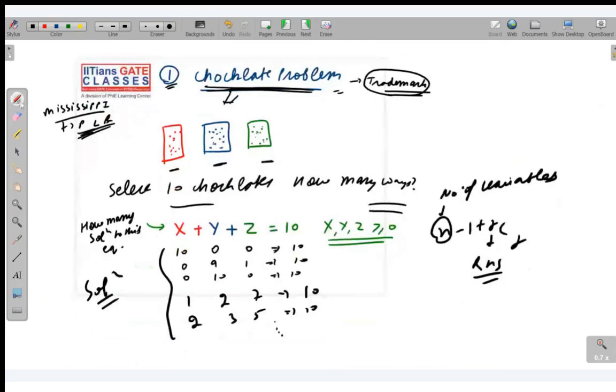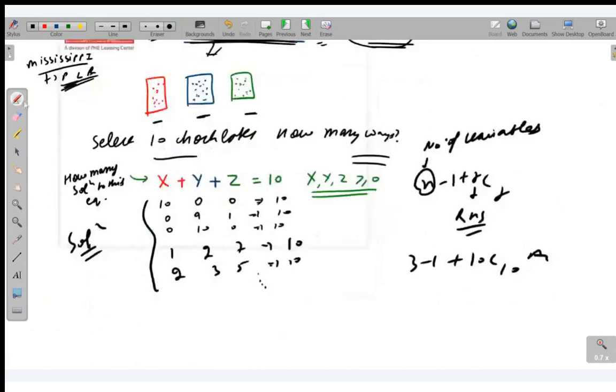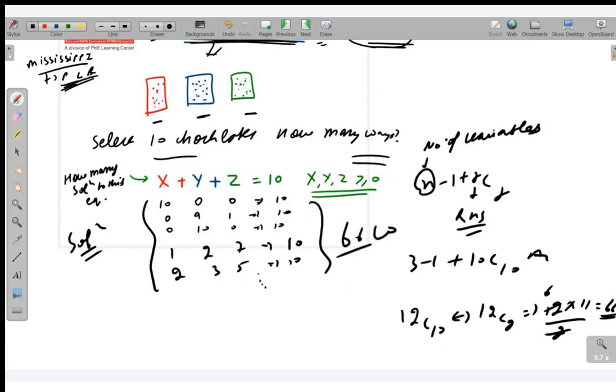So now I think you have got it. How many variables do we have? 3 variables. So 3 minus 1 plus 10 C 10. This is my answer. So this comes out to be what? 12 C 10. So 12 C 10 is nothing but 12 C 2. So 12 into 11 divided by 2. So it comes out to be 66. So I will say total 66 ways are there.